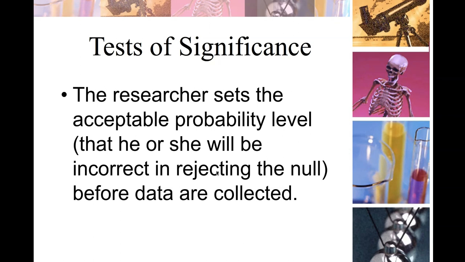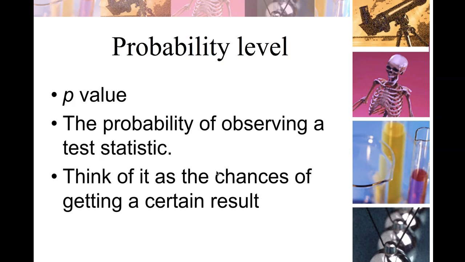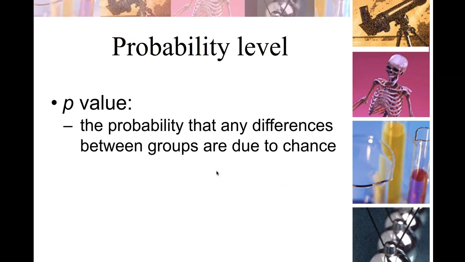So what we're going to do as researchers is to accept the probability level that we will be incorrect in rejecting the null before data are concluded. So what does that mean? So the probability level, and in research we call that the p-value. It's the probability of observing a test statistic. Think of it as the chances of getting a certain result. So the p-value is the probability that any differences between groups are just due to chance.